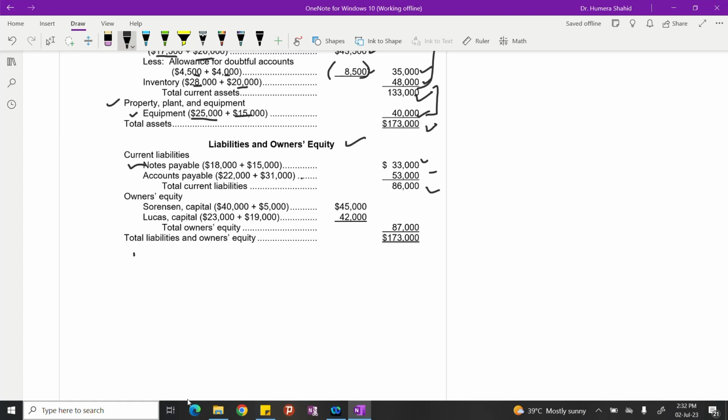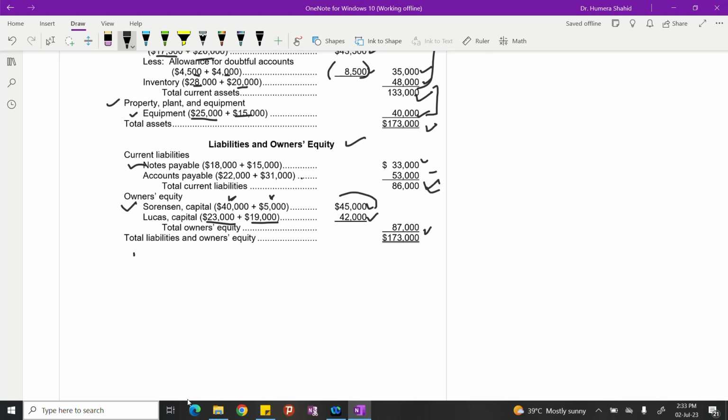Then owner's equity comes. Sorensen's first journal entry gives a capital of 40,000. And his third journal entry has increased his capital by 5,000 where he invested the cash. So its updated capital is 45,000. Lucas's second journal entry capital was 23,000, and the fourth journal entry is where he brought the cash of 19,000. So his total capital becomes 42,000. When I add these two, I get 87,000 of owner's equity.